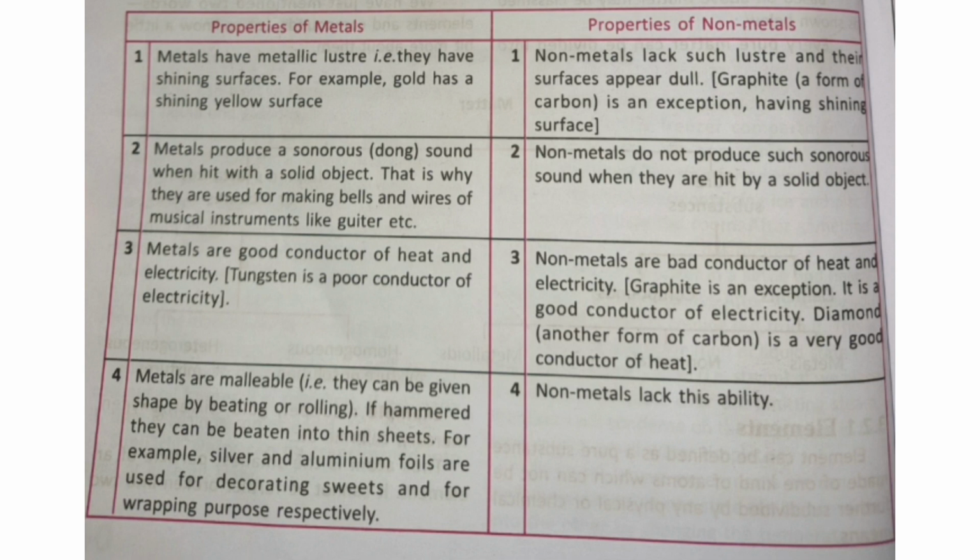The next is malleability. That means you can give a shape by beating it or rolling it. Metals are malleable. If hammered, they can be beaten into thin sheets. For example, silver and aluminium foils are used for decorating sweets. I think you know that sometimes we can see silver foils on top of laddus or sweets. Aluminium foil is also used for wrapping our foods. It keeps our food healthy. Non-metals lack this ability, that means they are not malleable.